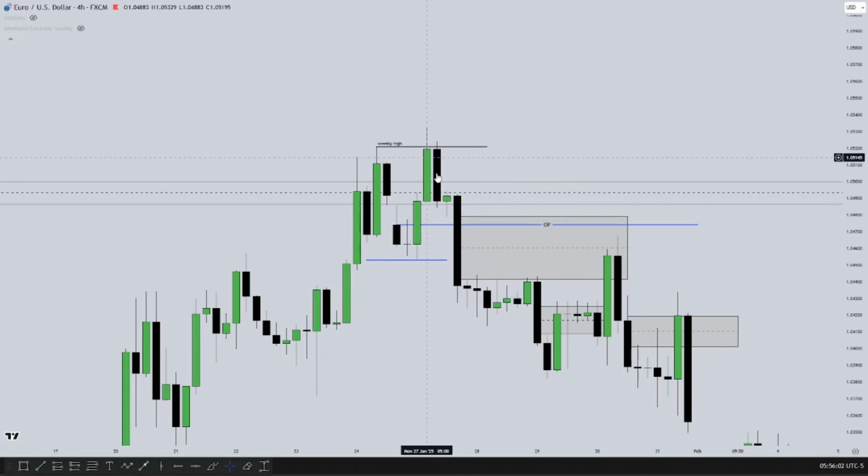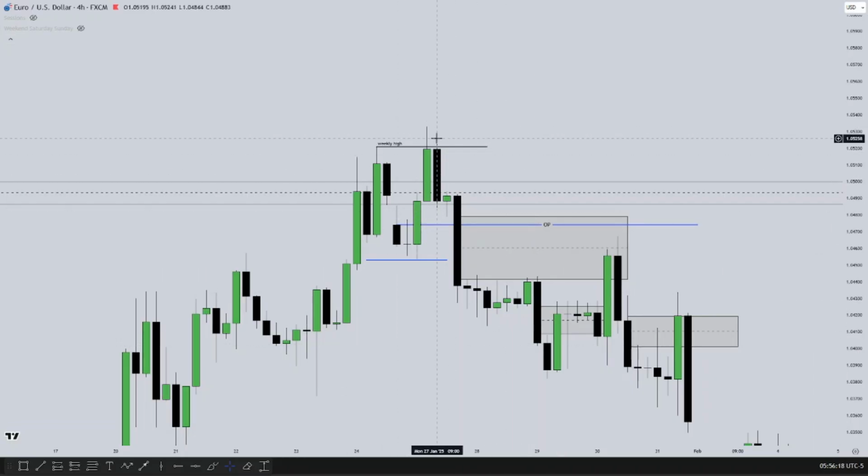So Monday price shifted structure, on Tuesday price started trading lower, and that was when we started looking for entry. That is the point where you are going to be looking for an entry after the shift in market structure.